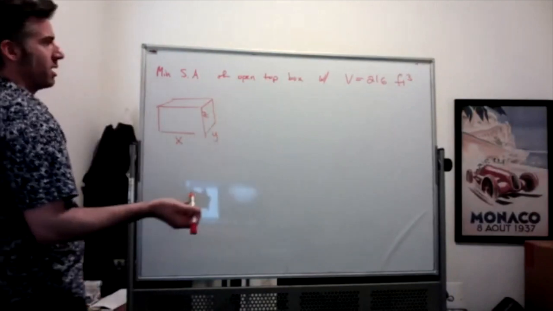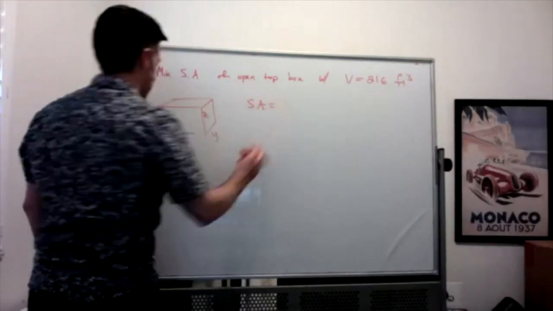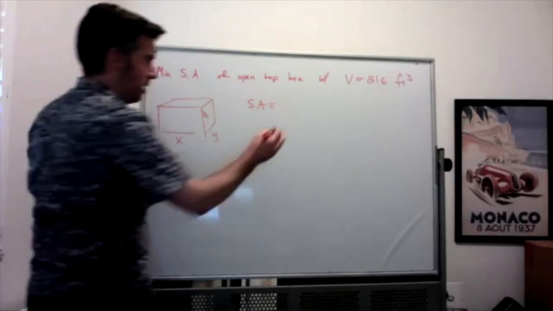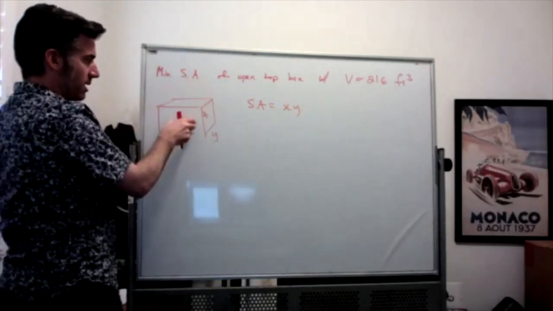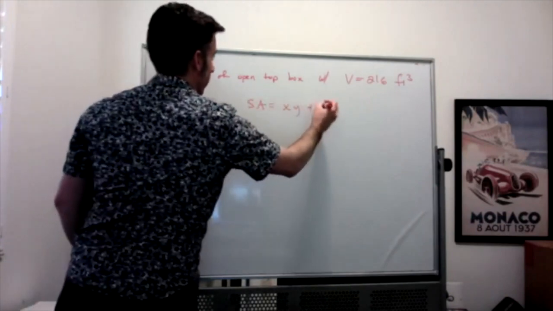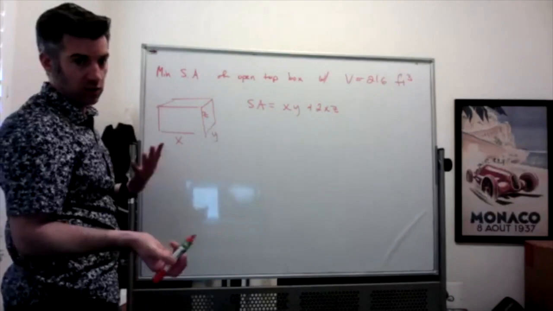And then we say, okay, the surface area is the bottom side, which is XY, plus the front side and the back side, which is an XZ plus another XZ, so 2XZ. And then the left side and the right side, which is a YZ, so 2YZ.